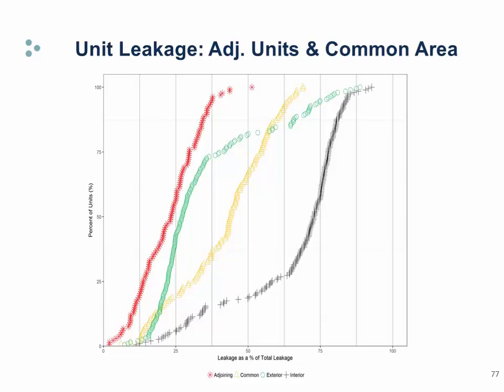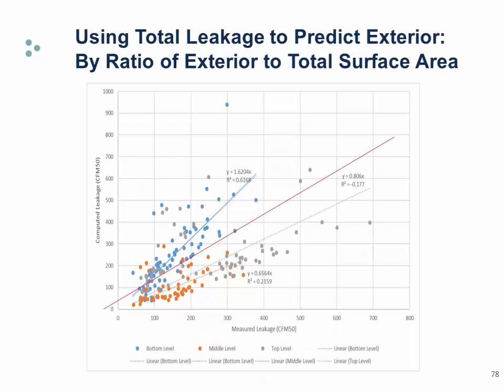So once air is lost from the unit, it's more likely to find its way to common space than it is to go through those spaces into the next unit. Another thing we wanted to look at as part of this study is whether or not the ratio of exterior to total surface area could be used to predict exterior leakage from a compartmentalization test. And unfortunately, the answer is not really.